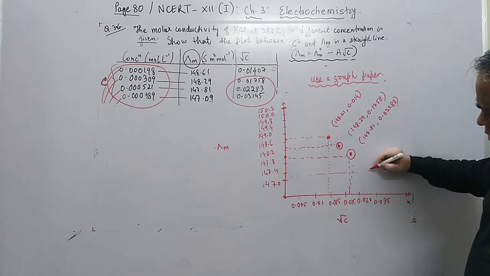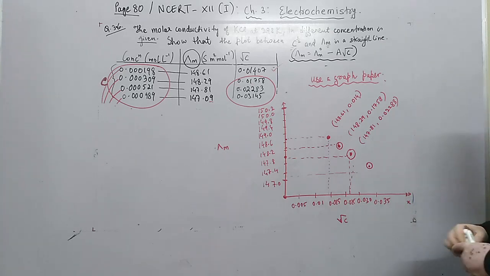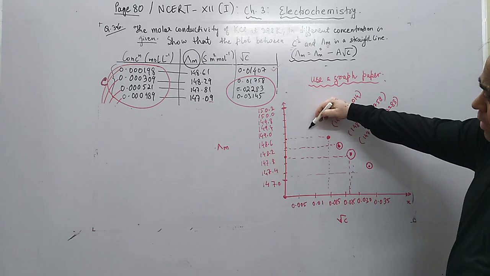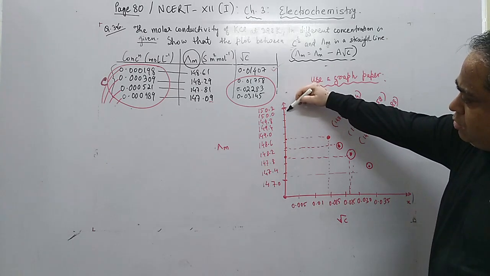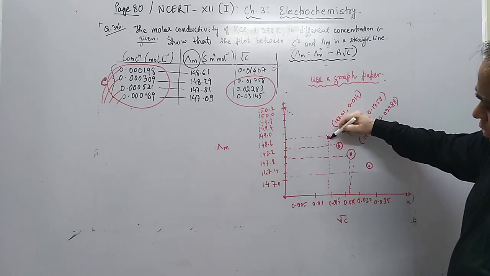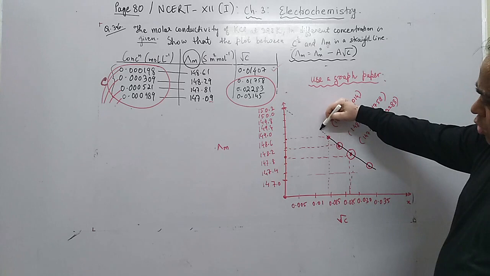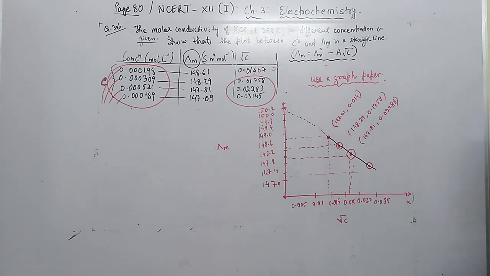So if I join these points, since I am doing it without scales, I have manipulated it a lot. If I first of all draw this line and extrapolate, then this will go and touch somewhere at 150. All right.